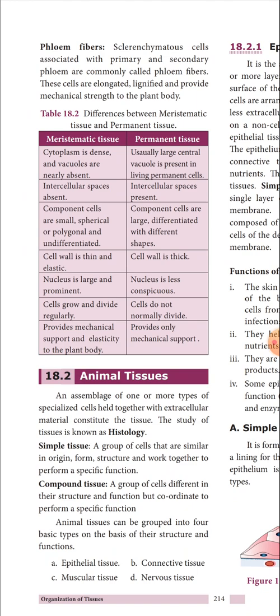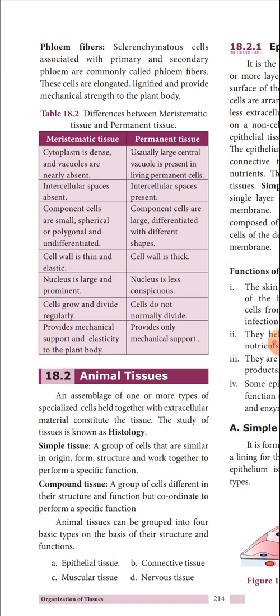Then the cell wall is thin and elastic. Here the cell wall is thick. The nucleus is large and prominent. Here the nucleus is less conspicuous. Cells grow and divide regularly. Here meristematic cells grow and divide regularly, but in permanent tissue cells do not normally divide. Meristematic tissue provides mechanical support and elasticity to the plant body. Here it provides mechanical support alone. So these are the differences between meristematic and permanent tissue.